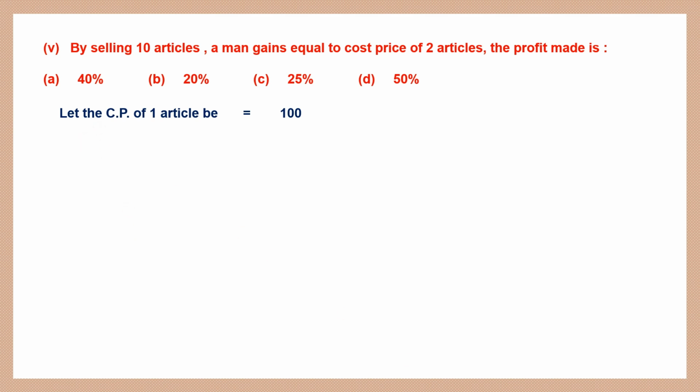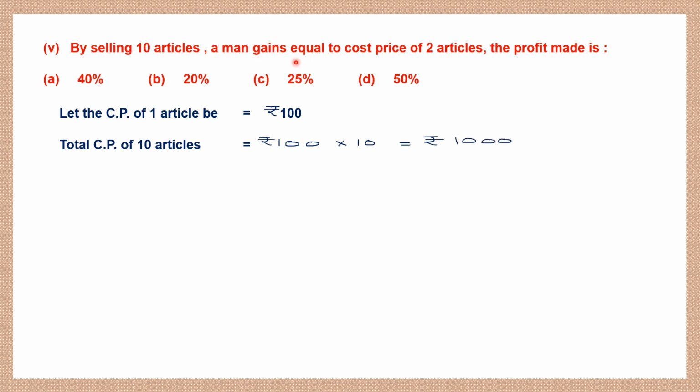So let's say, let the cost price of 1 article be 100 rupees. And here it says, by selling 10 articles, he gets this. So this becomes the total cost price. The total cost price will now be cost price of 1 article, that is 100 rupees, into 10, that is 10 articles. This makes it 1000 rupees. So this is the total cost price.